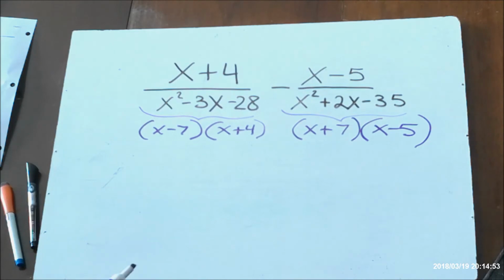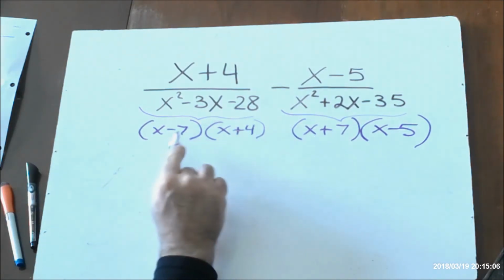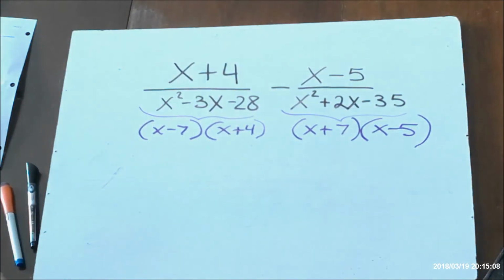Now, this looks really terrible at first. You start looking at this, and again, we're trying to find what the two denominators have in common. These have nothing in common. The x minus 7 and the x plus 7 might look the same, but they're actually completely different. You can't do anything to change one into the other with multiplication. Likewise, x plus 4 and x minus 5 aren't even close either.